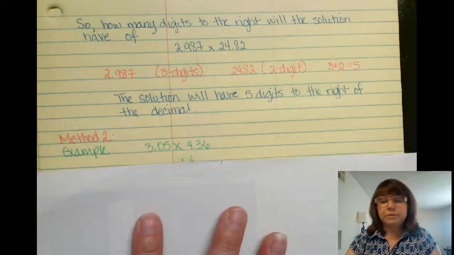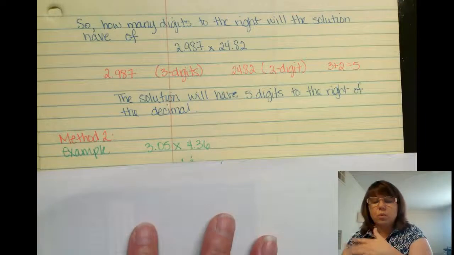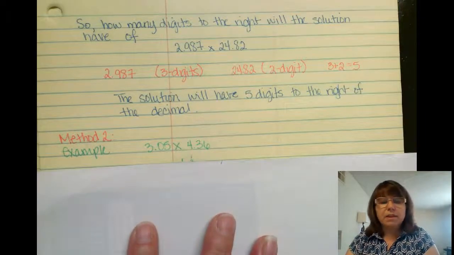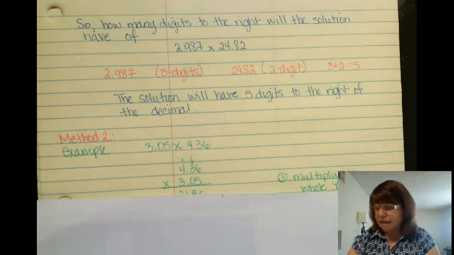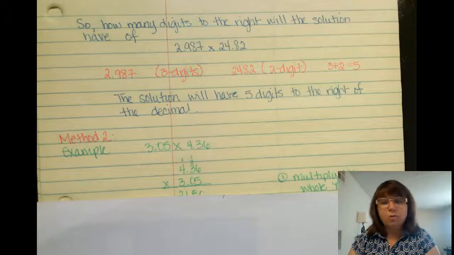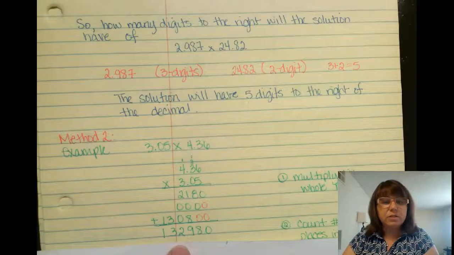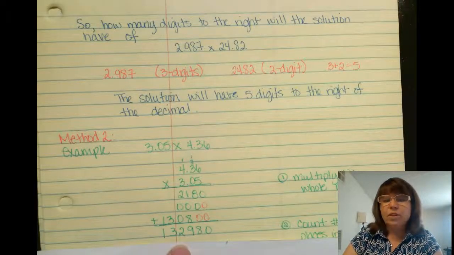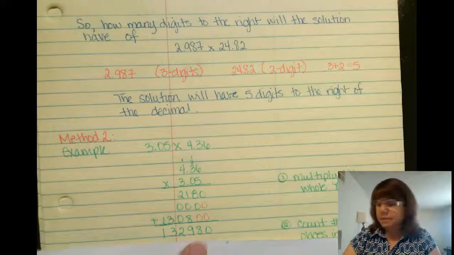So here's method 2. The first method was converting it over into a fraction and then working our way through. The second method is doing our multiplication just like we normally would. So 5 times 6 is 30, carry the 3. 5 times 3 is 15, plus 3 is 18, and so on. Work through your problem like you normally would. So our final answer to, in essence, 436 times 305 is going to be 132,980.